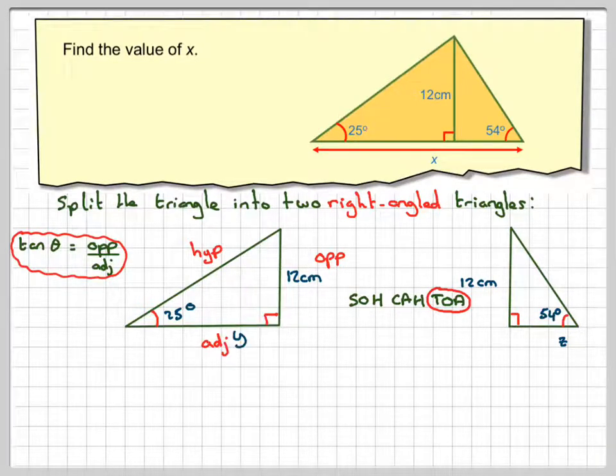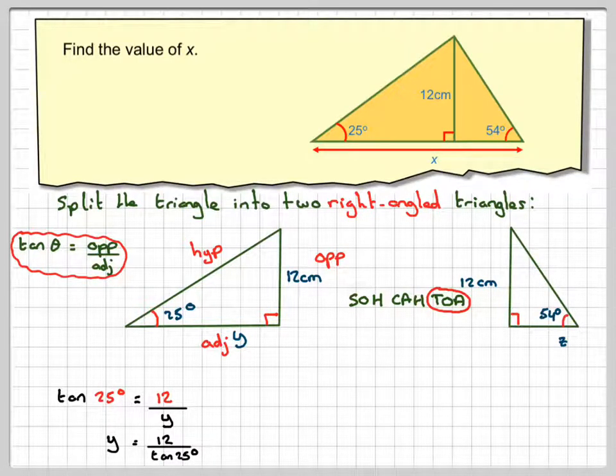Now applying that to this triangle, we're going to have that tan of 25 degrees, the angle, is equal to the opposite side, which is 12, divided by the adjacent side, which I've called y. These letters you can make up for yourself. Rearranging that, and you have to be careful here, y is going to be 12 divided by tan 25.